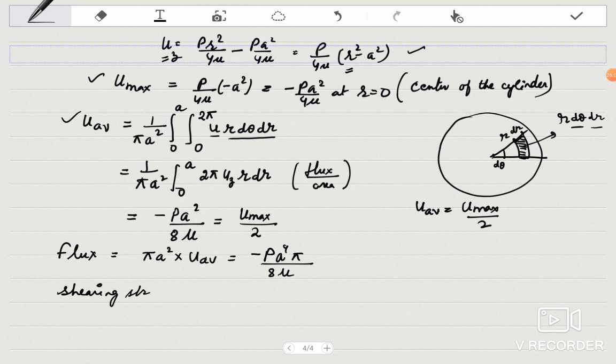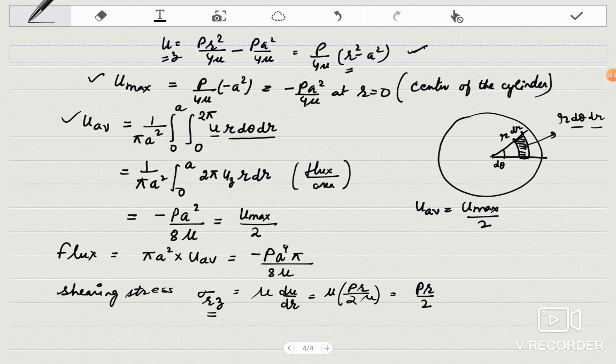Now you may find the shearing stress. By formula you will find sigma Rz. It is mu, because your fluid flow is in z direction and it is depending upon R. It is mu du dr. This is the formula for sigma Rz. And now you put the value of du dr, that means differentiated with respect to R. You will get PR upon 2 mu. So it is just PR by 2.